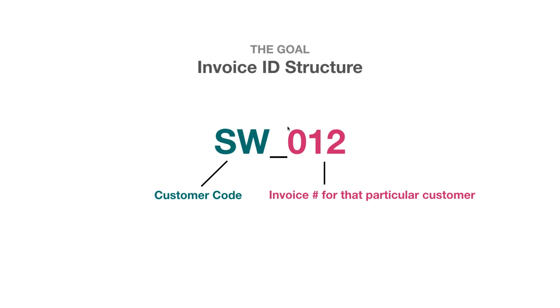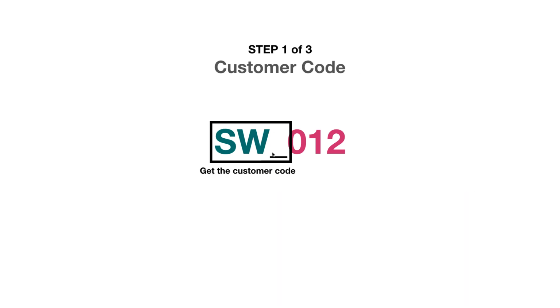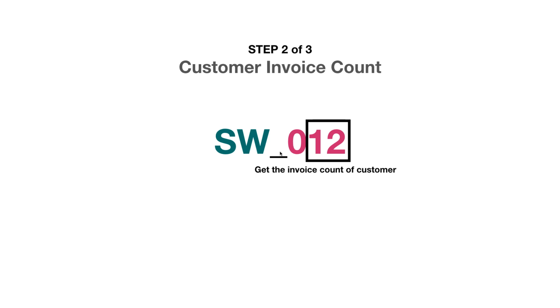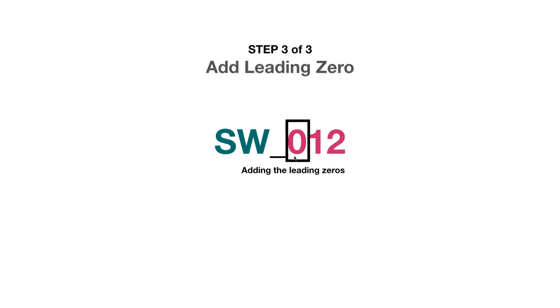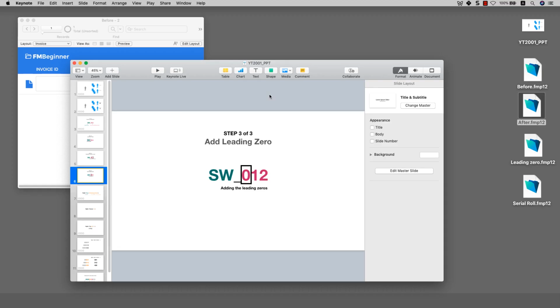So in this tutorial, I'm going to show you how to work from start to finish, how to create this mechanic here. And we're going to break this into 3 parts. The first part is going to be working on this SW thing. The second part is we are going to try to get the number 12 in here, or whatever the invoice count of that customer is. And the final part, we're going to work on the leading 0. So 3 parts, we're going to work step by step, and we are going to start working on our file right now. And we are back to the desktop.